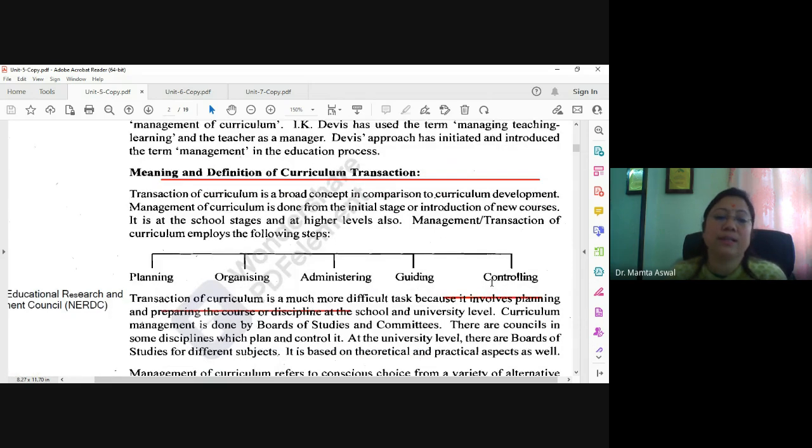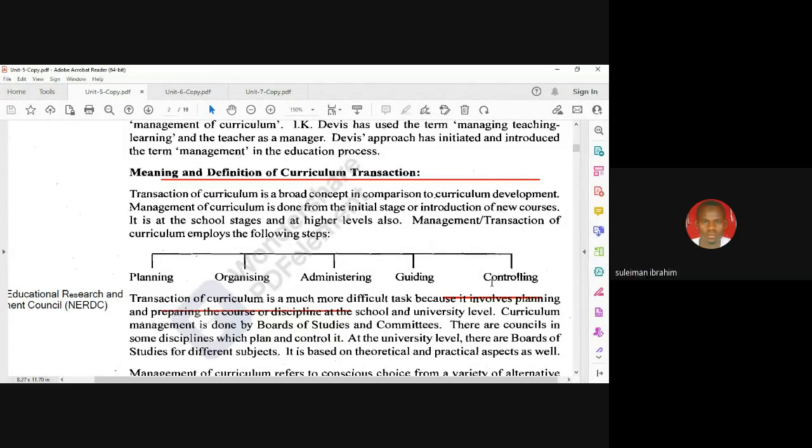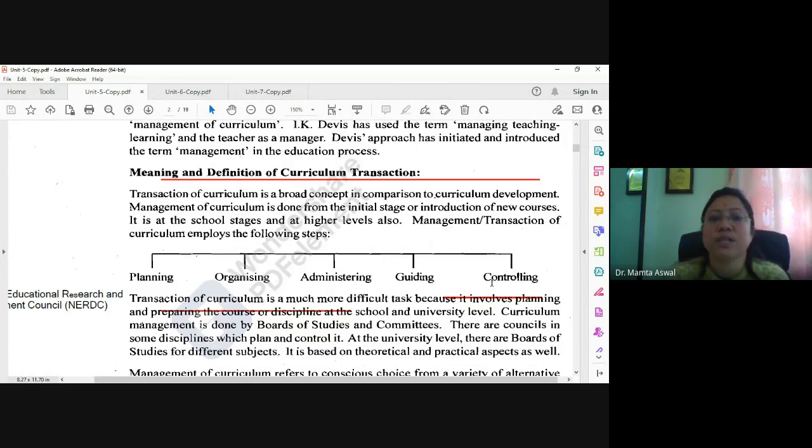Now if you see here, when we're talking about management, there are various functions of management. Management again is a term which has evolved from industries and commerce.